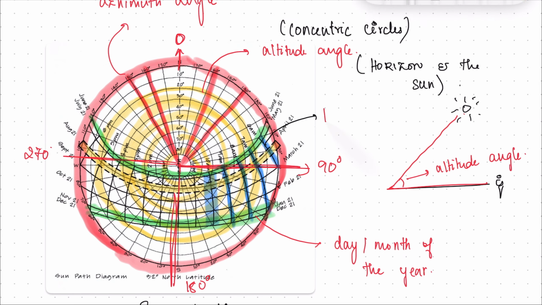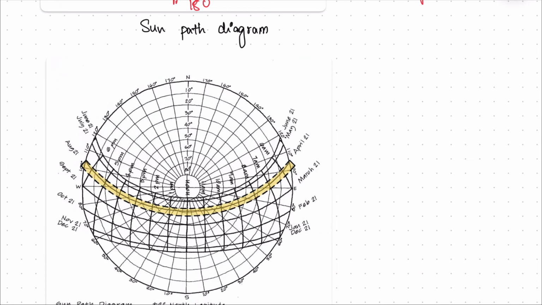Let us try to find the azimuth angle and the altitude angle on a random day at a random time. So let's consider March 21st, in the month of March, at let's say 9 a.m. So here is where March is, and at 9 a.m. it's somewhere here.